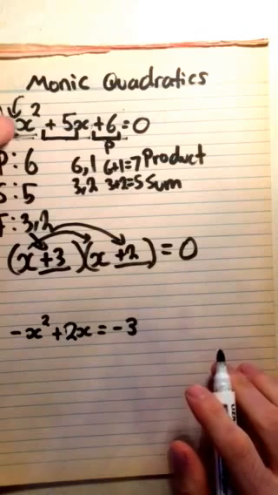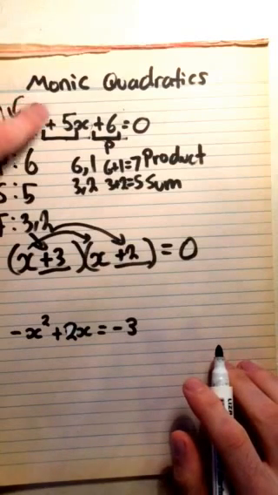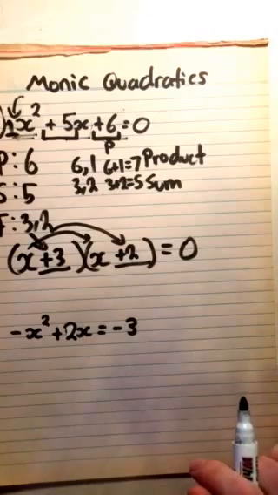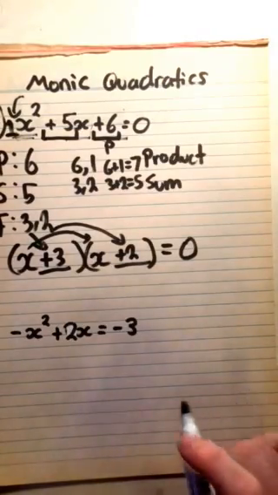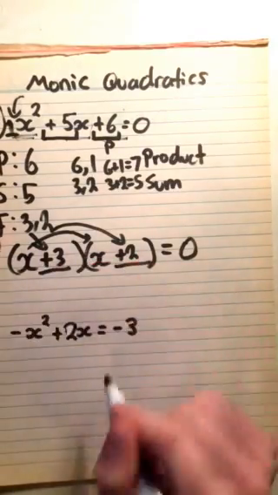Now remember, this is only when it is an x squared quadratic. If there was a number there like 2 or 3, we have to do something different, which we'll be covering next. So what we do now is, how do we make these brackets equal 0?